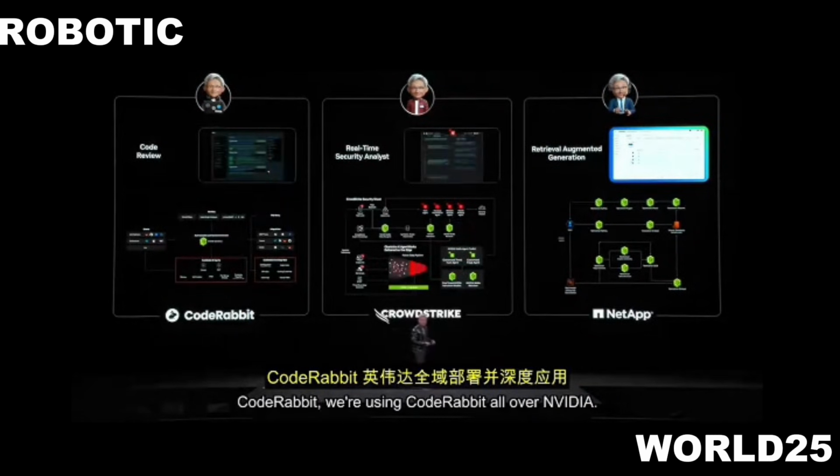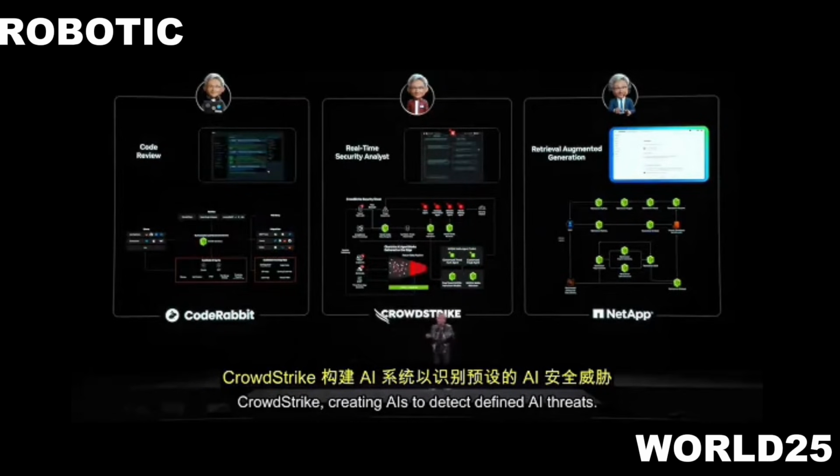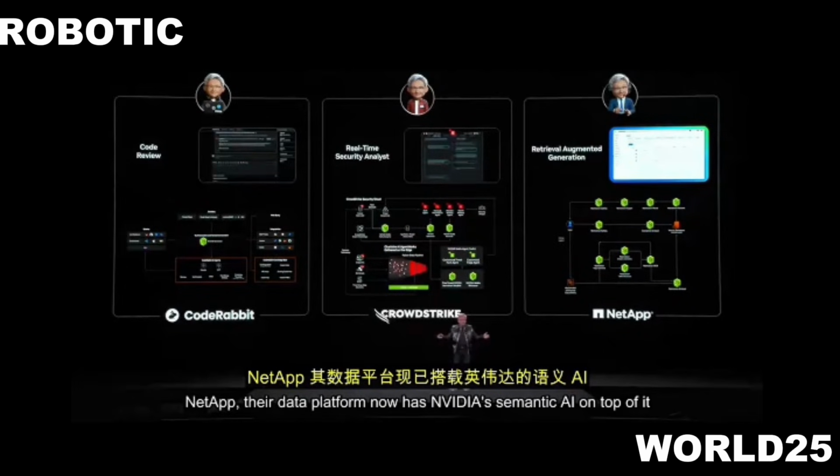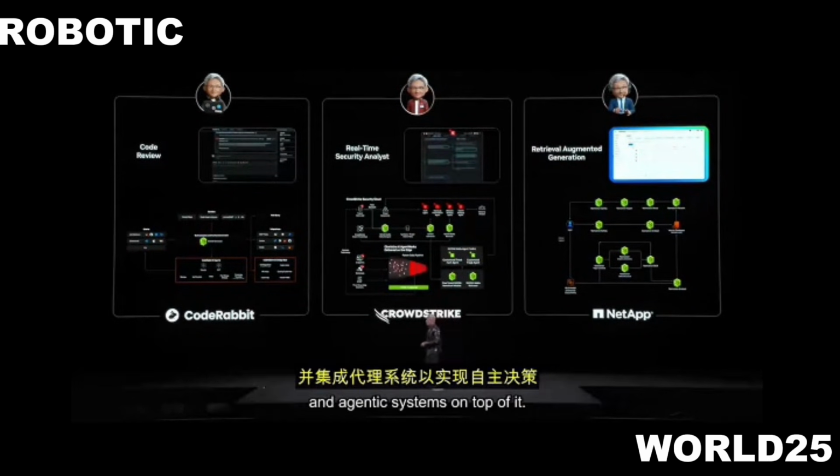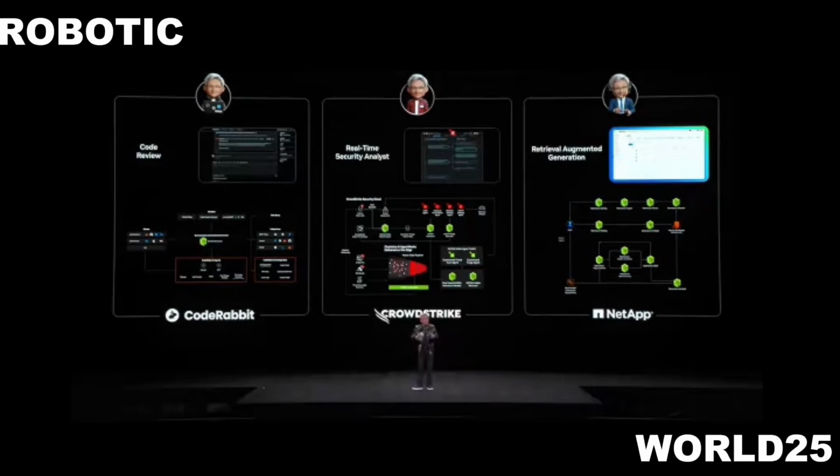CodeRabbit, we're using CodeRabbit all over NVIDIA. CrowdStrike, creating AIs to detect and find AI threats. NetApp, their data platform now has NVIDIA's semantic AI on top of it and agentic systems on top of it for them to do customer service.